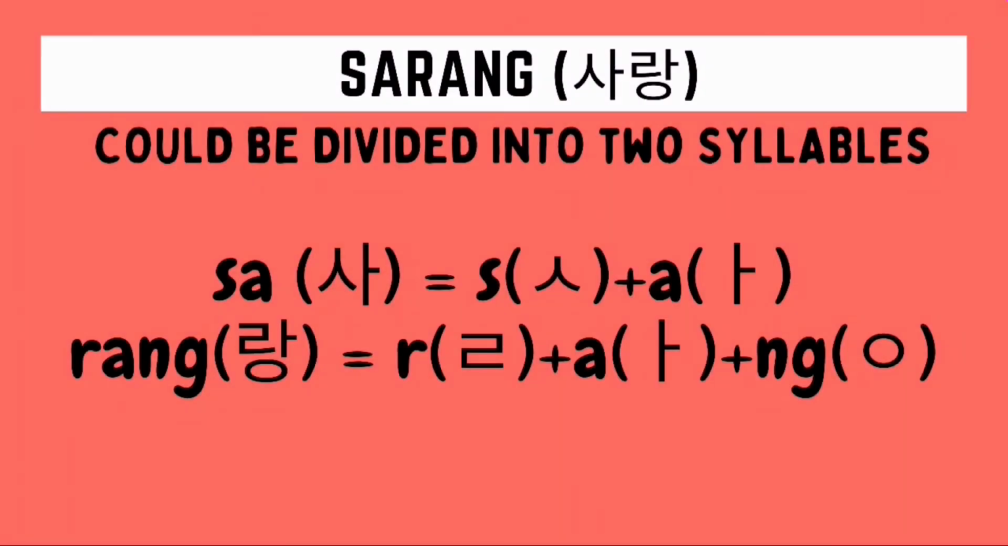Now, how do we write sarang in Hangul? Let's start with the first syllable. To be able to write the syllable sa in Hangul, we need to draw first a siyut character, followed by an a character. For the second syllable rang, we need to draw first a real character, followed by an a character, followed by an iyong character. And then we just have to combine the Hangul for each of these syllables to form the Hangul of the word sarang. And that is how we write sarang in Hangul.